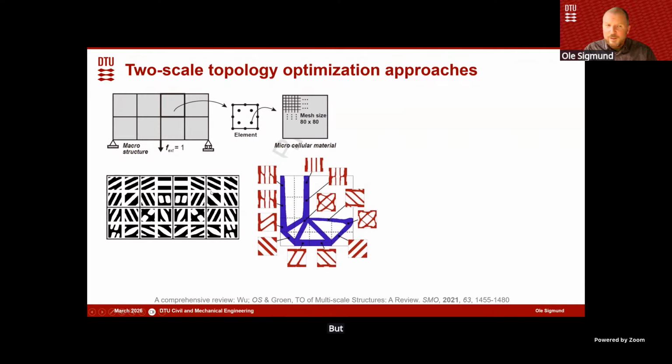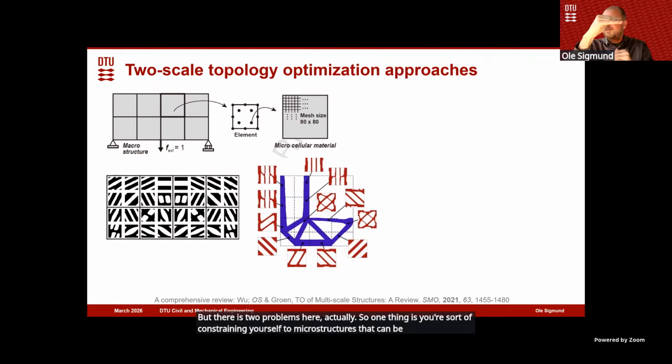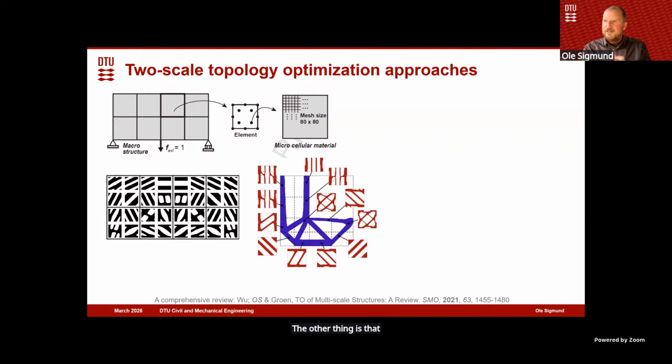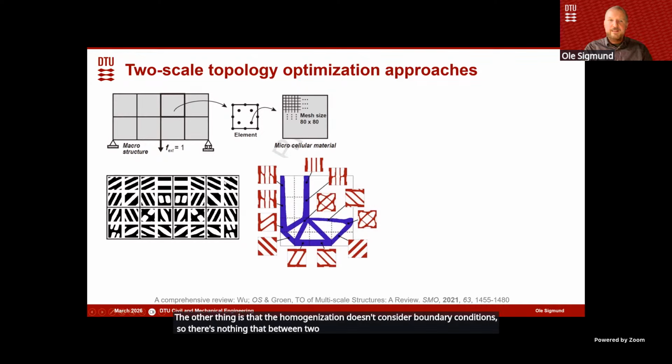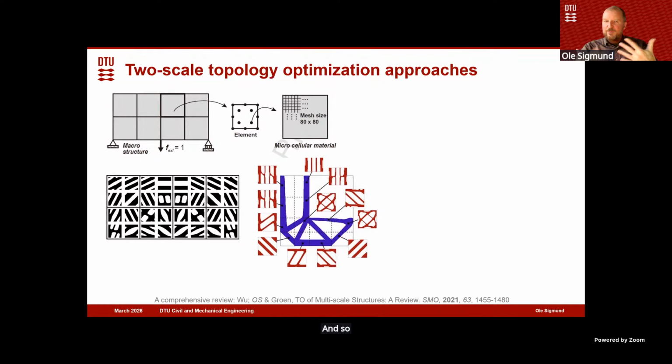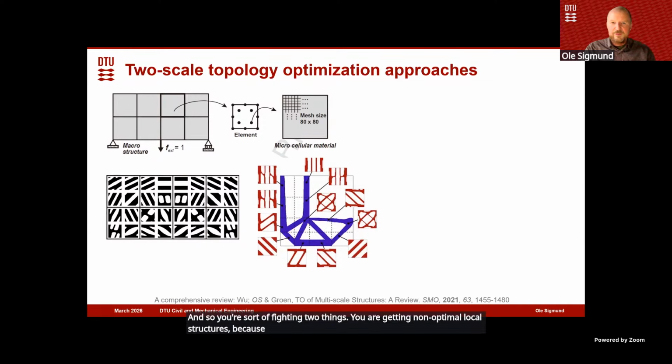But there are two problems here, actually. One thing is you're constraining yourself to microstructures that can be built into a square box. And they have to be periodic, so there are some constraints on that. The other thing is that the homogenization doesn't consider boundary conditions. So there's nothing between two cells that says they have to be connected. And so you're fighting two things. You're getting non-optimal local structures because you're restricted to something that fits into a square cell, and you have to somehow make these structures connected.